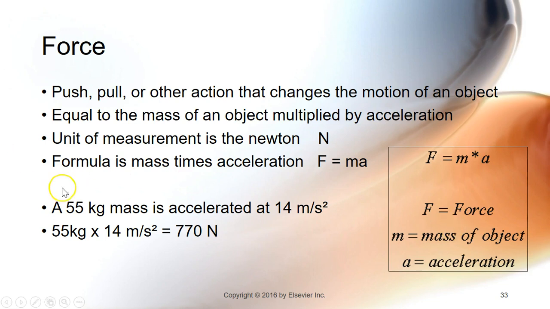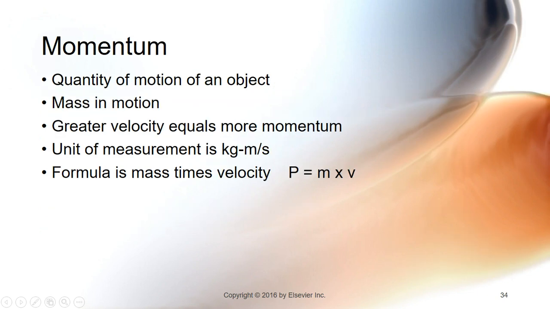So here is an example, you have a 55 kilogram mass accelerated at 14 meters per second squared. Okay, so acceleration is based on velocity, and so you multiply 55 kilograms at 14 meters per second squared, and the answer is 770 newtons. So by doing that, that's how you would get that. Force is the mass of an object times acceleration. Okay? Then we have momentum.